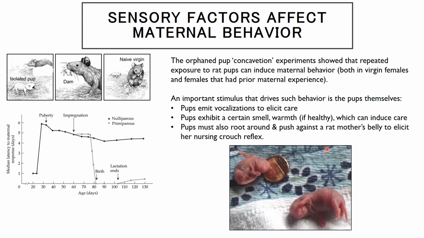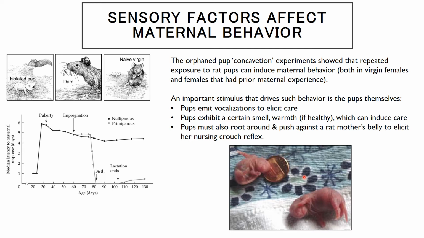Those are the things that the mother rats or the female rats are feeling. The pups also root around and push against a rat's belly in order to elicit what's called the nursing crouch reflex. When they're hungry, and they're constantly hungry, they constantly want to nurse. If the female rat is close to them, it doesn't even matter if it's the mother or not, these little baby pups will try to nurse, and they will push on the rat, and that will stimulate the rat to then show nursing behavior. And now all of a sudden you have nursing, suckling, inducing certain changes within the naive rat or the dam.